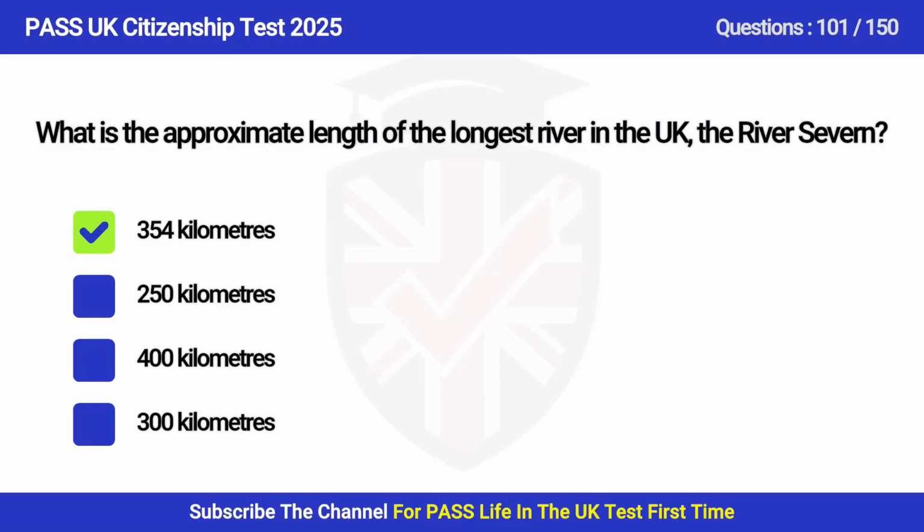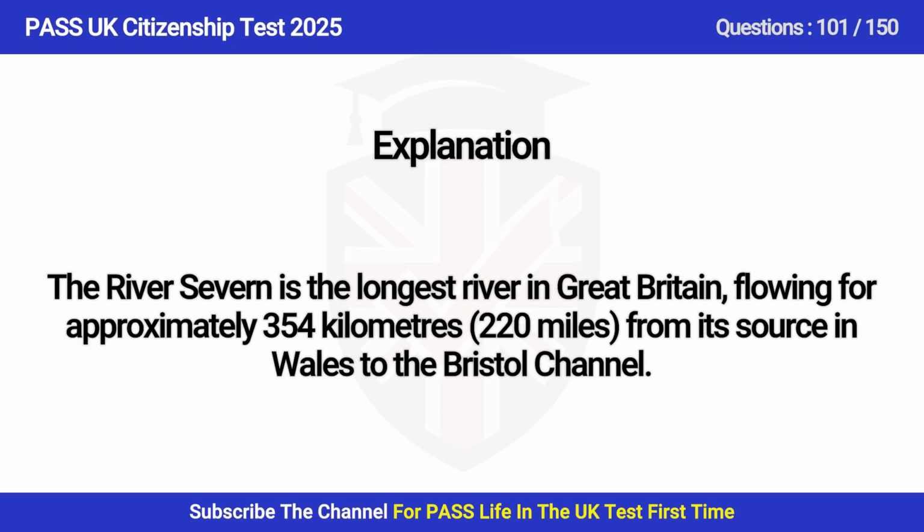The answer is A. 354 kilometers. The River Severn is the longest river in Great Britain, flowing for approximately 354 kilometers, 220 miles, from its source in Wales to the Bristol Channel.